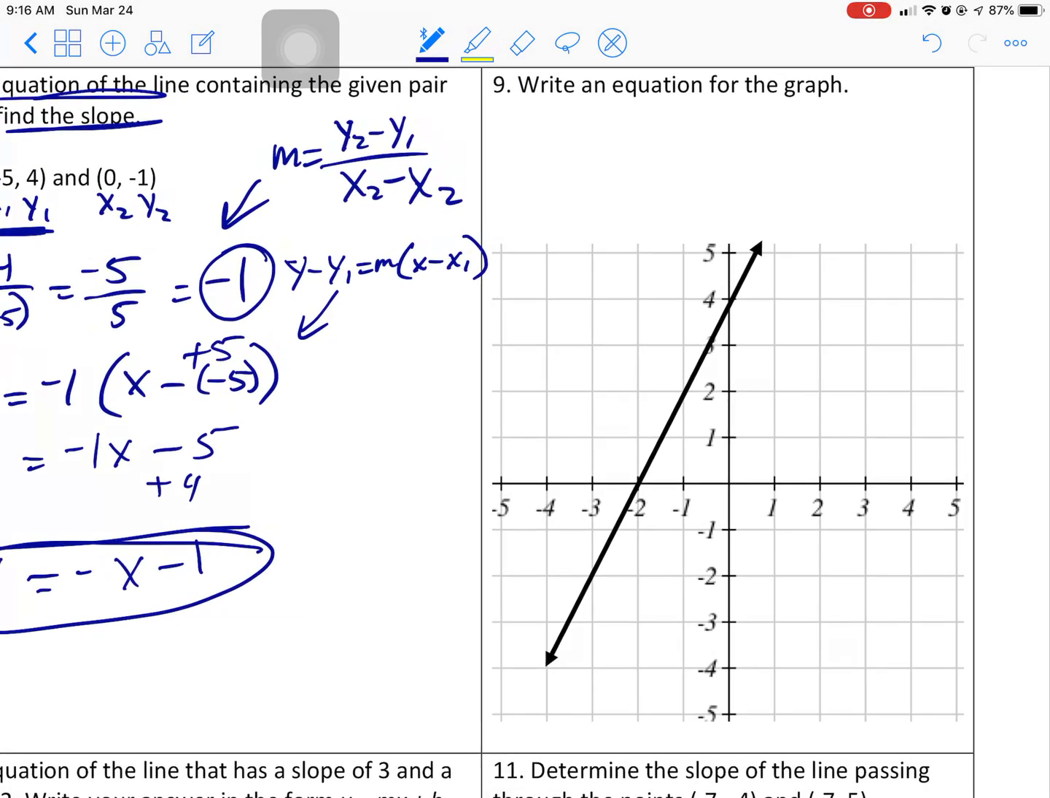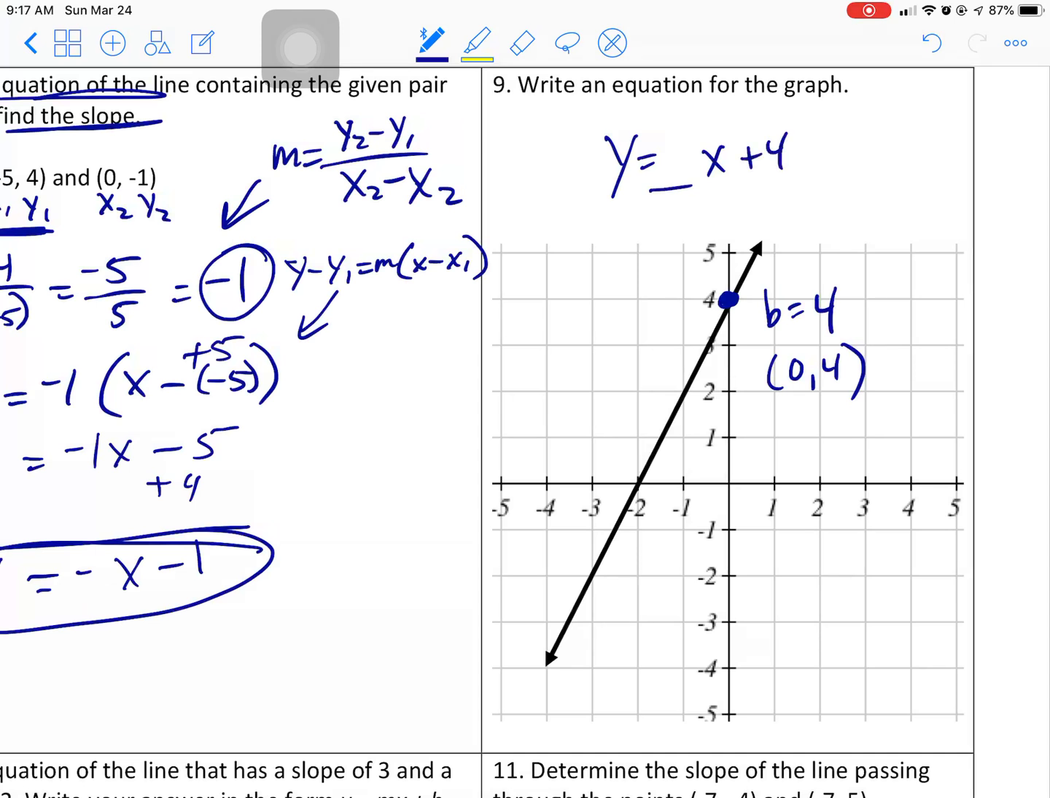This one says write an equation for the graph. Okay, there's my b. I need that. B equals 4. That ordered pair is 0, 4. Okay, so write the equation of the line. Y equals some sort of slope. I need to come up with that. Plus 4. I know that so far.